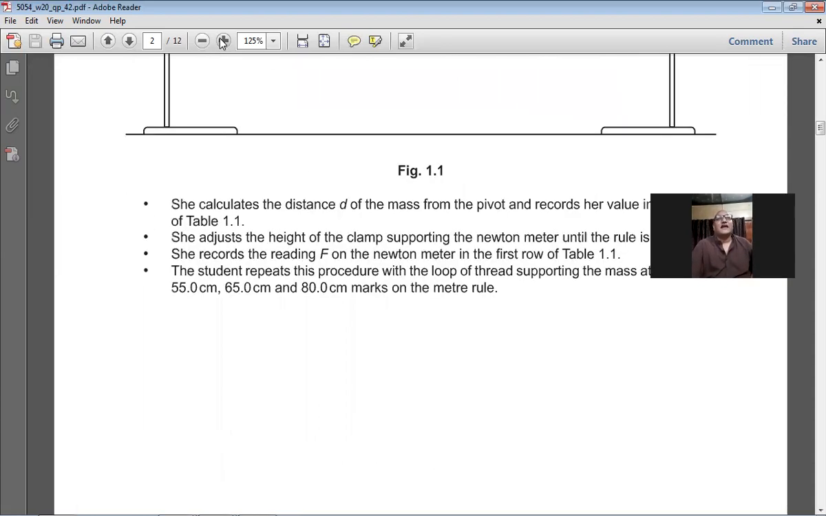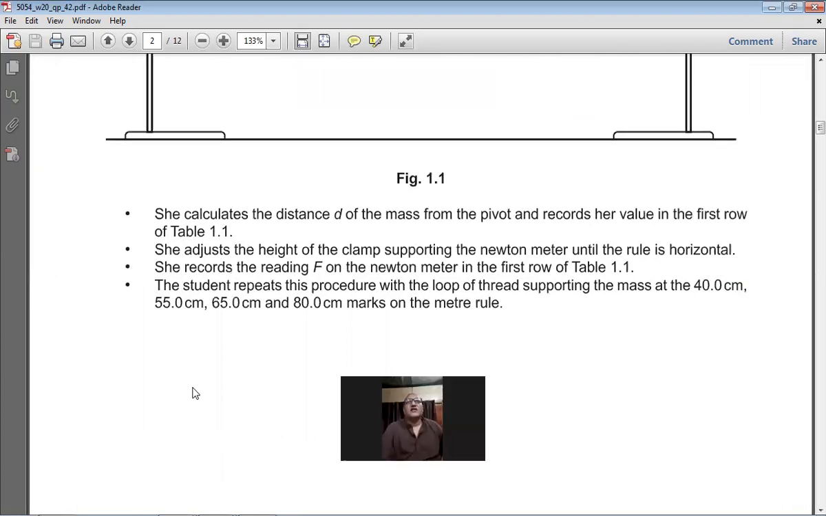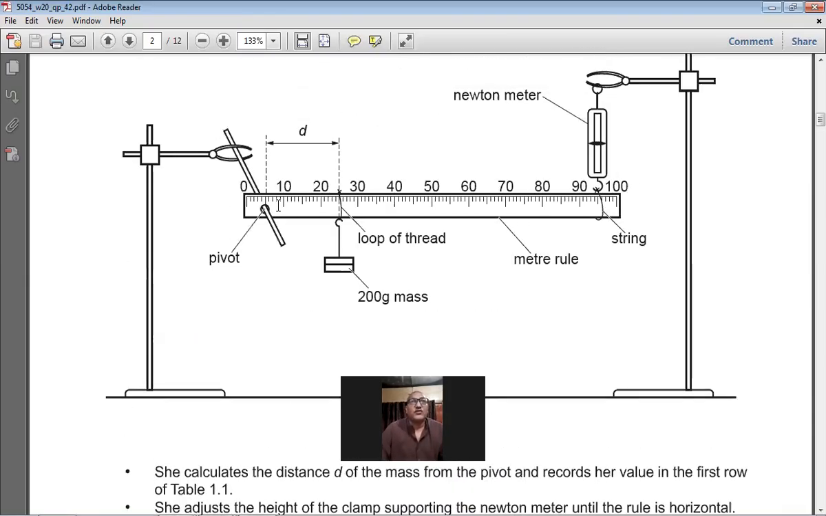He says, let me increase the size. She calculates the distance d of the mass from the pivot and records her value in the first row of the table 1.1. There's a table 1.1, I'll show you. So the d means where the mass is hanging. For example, here it is at 25 centimeter mark, and here is the pivot. So the distance between them, that's d. Right now it is 20 centimeter. 25 minus 5, that will be 20 centimeter.